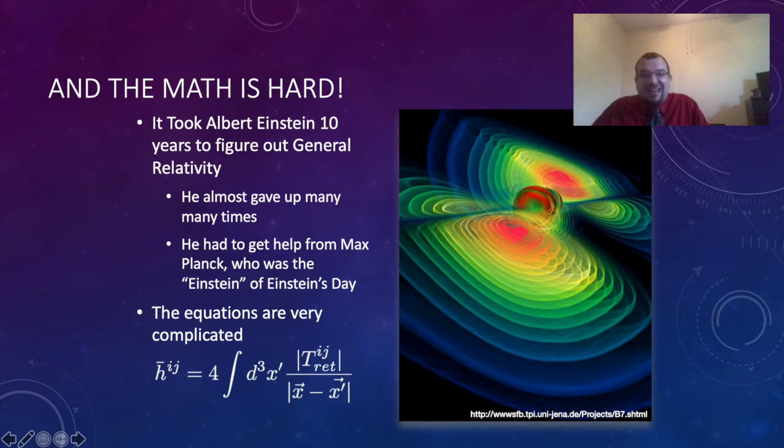It took Einstein 10 years to figure out the math of general relativity, and he almost gave up many, many times. And he had to get help from Max Planck, who was sort of the mathematical genius of his time. So he was the Einstein of Einstein's day.